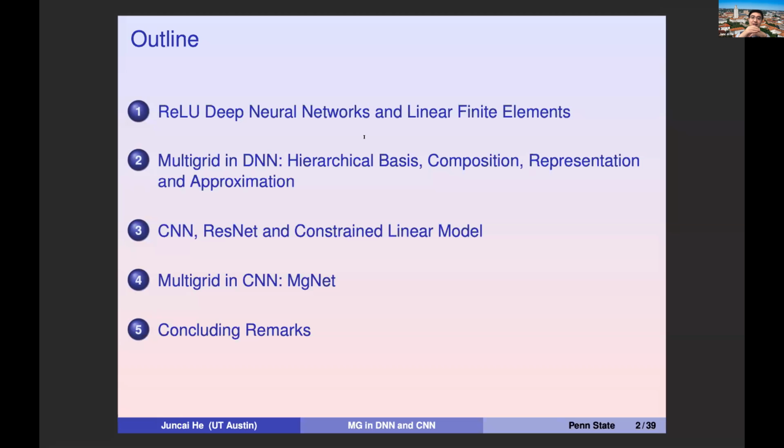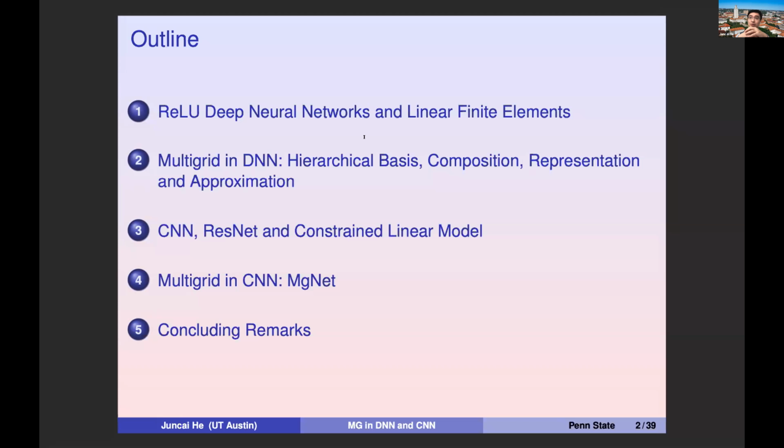Then we will see how to involve multigrid in ReLU deep neural networks. The key point is to study the hierarchical basis approximation for some very special functions, like x squared or multiplication functions. Then we will see how this composition structure comes out naturally.